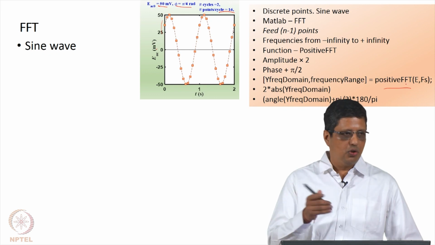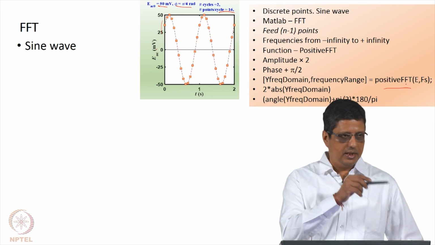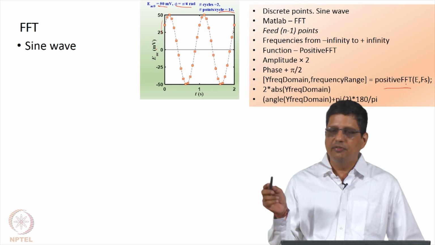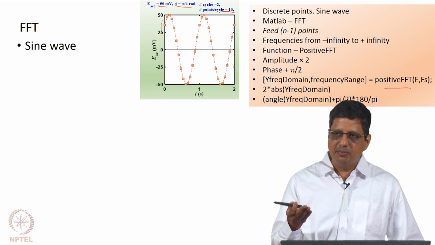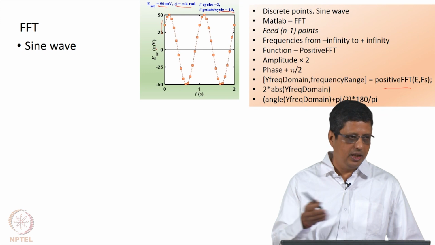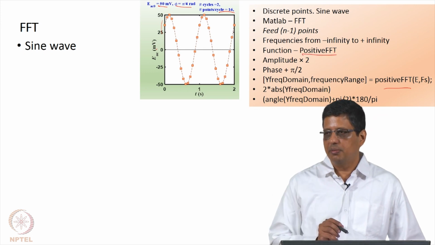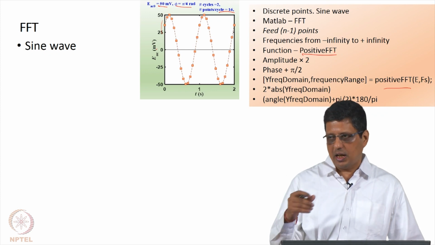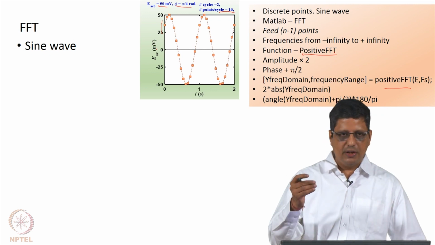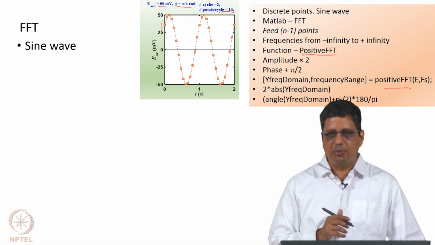In theory, your data goes from minus infinity to plus infinity, or the sine wave goes from minus infinity to plus infinity. Frequencies also, any programming language by default will give you from minus infinity to plus infinity, but they are folded in a function called positive FFT. It is just a wrapper library around the FFT program that gives you frequencies only from 0 to whatever positive number you get.